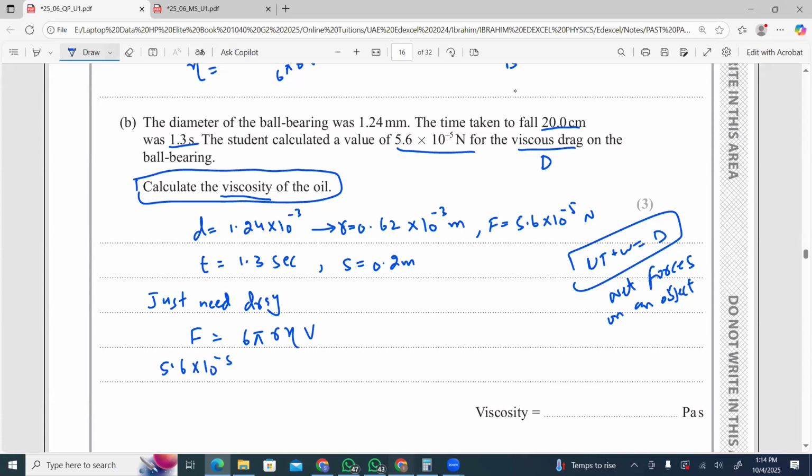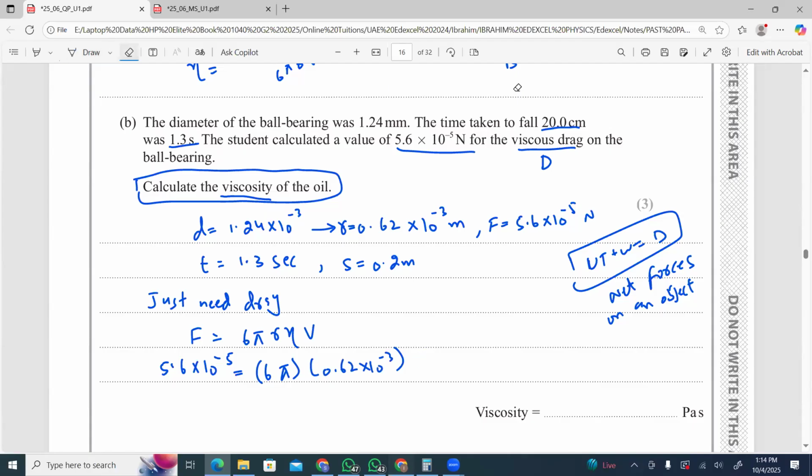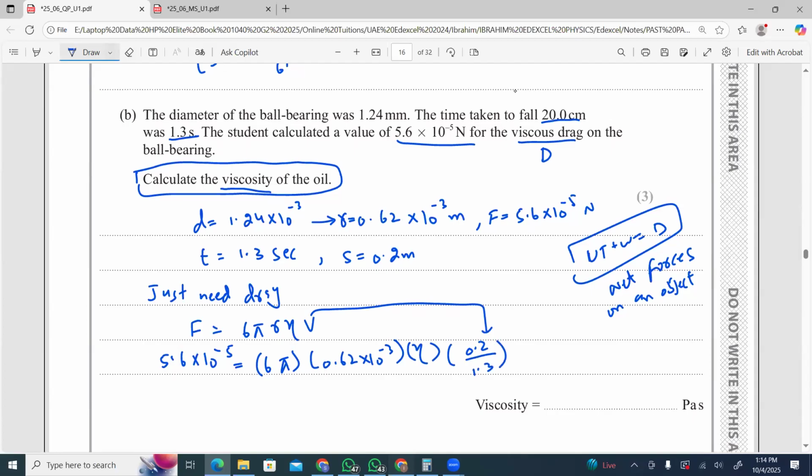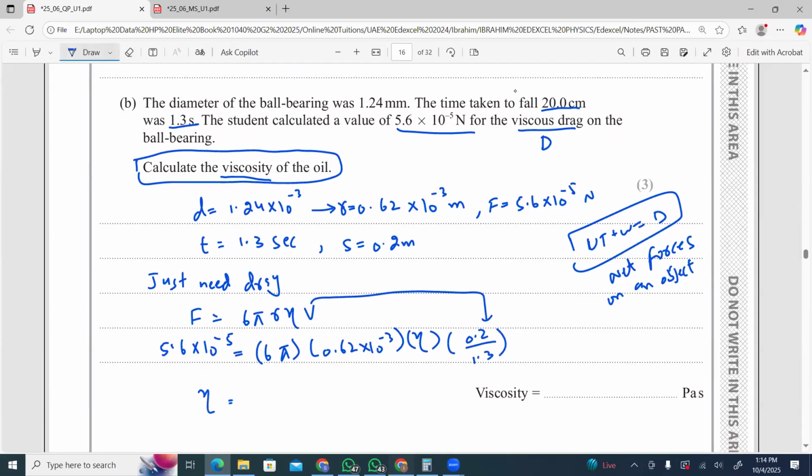5.6 times 10 raised to the power minus 5 equals 6 pi. R is 0.62 times 10 raised to the power minus 3. You need to write now the viscosity and finally the velocity as distance over time. So distance is 0.2 divided by, I'm replacing the speed as distance over time, so it is 1.3. From here, the viscosity is turning out to be 3.1 times 10 raised to the power minus 2.